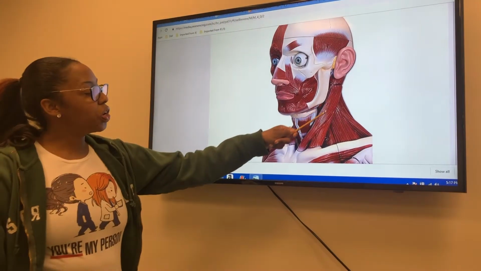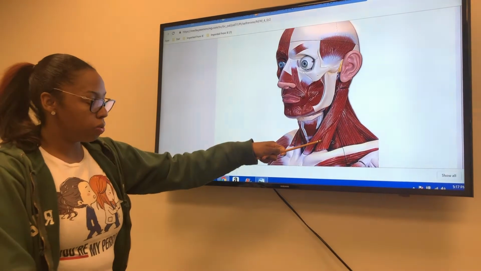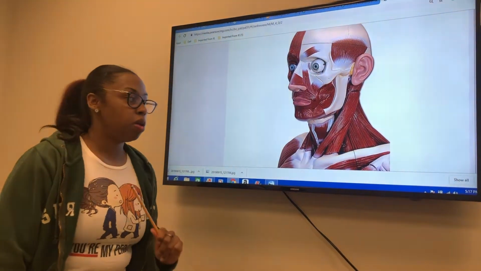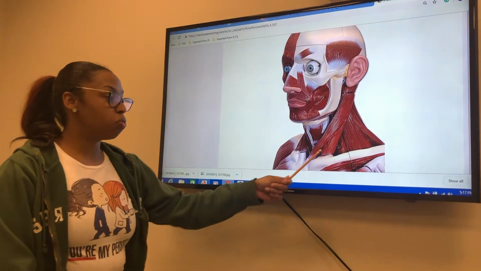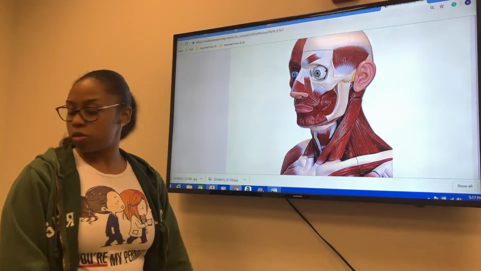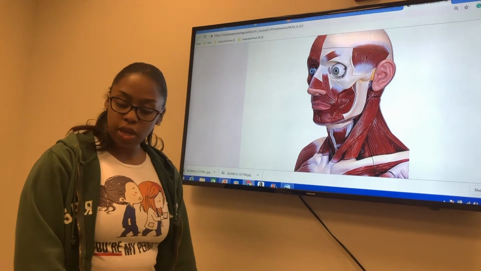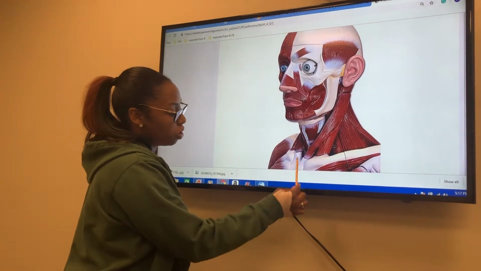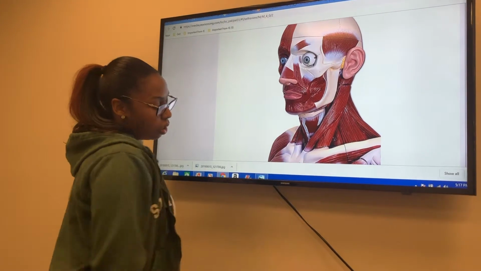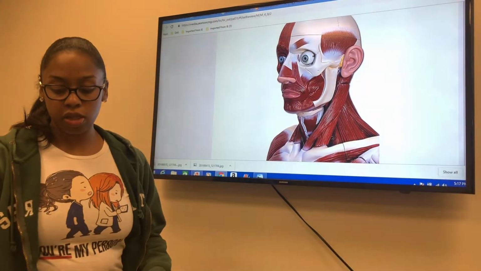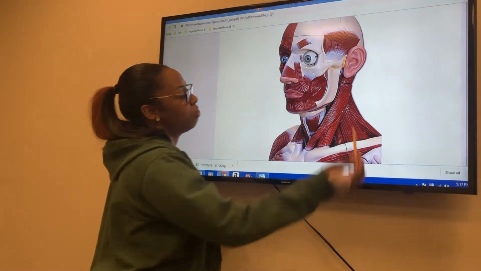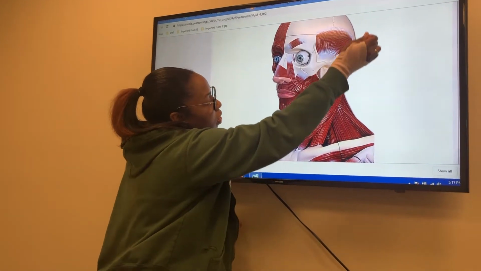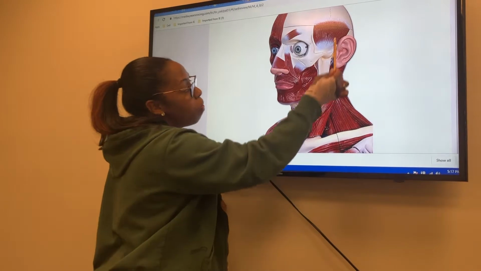This is the sternocleidomastoid, which is innervated by the accessory nerve. Its action is to rotate the head, so this action here. And its origin is the manubrium of the sternum, which that bone will be here. And its insertion is the mastoid process of the temporal bone. Temporal bone is going to be in this area here, so it connects all the way up there.